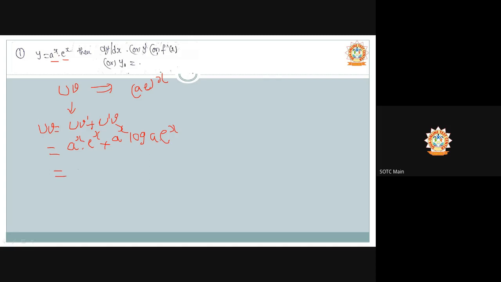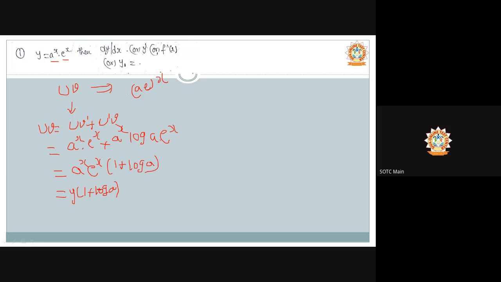Now take a power x, e power x as common. What is the remaining? 1 plus log a. So this a power x, e power x can also be written as y. Y into 1 plus log a. So in this way you need to solve the question.